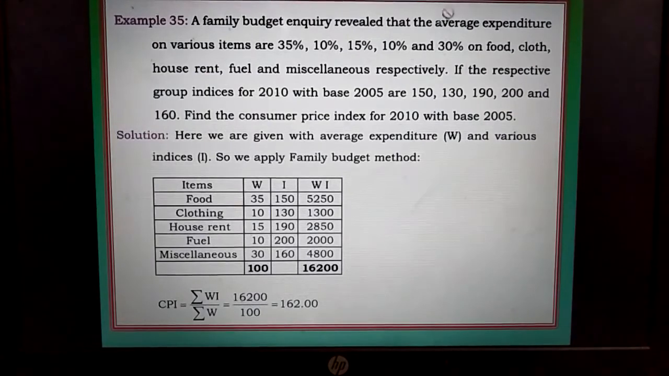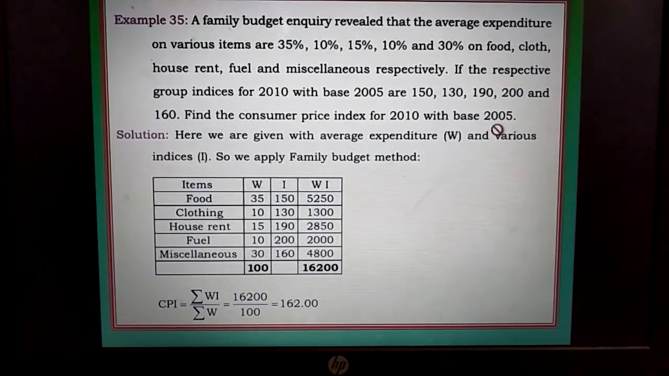Next example, a family budget method. A family budget inquiry revealed that the average expenditure on various items are 35%, 10%, 15%, 10% and 30% on food, cloth, house rent, fuel and miscellaneous respectively. If the respective group indices for 2010 with base year 2005 are 150, 130, 190, 200 and 160, find the consumer price index number for 2010 with base 2005.